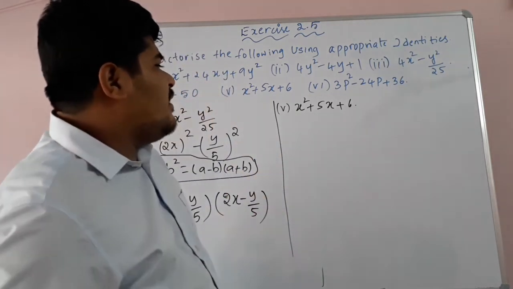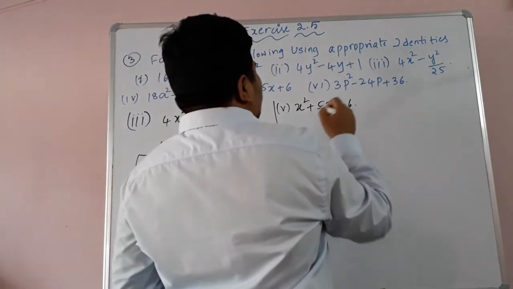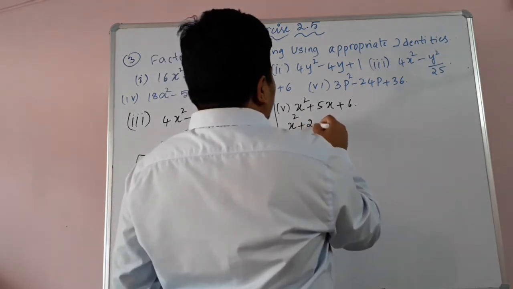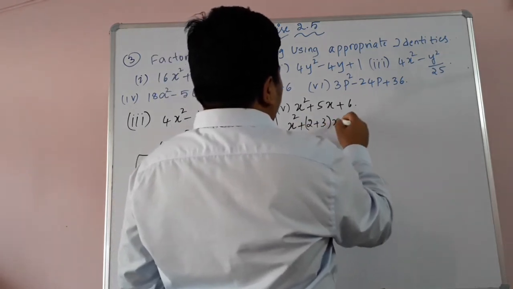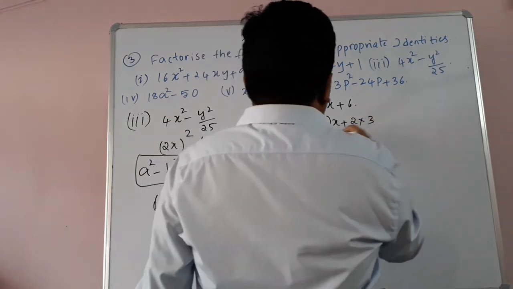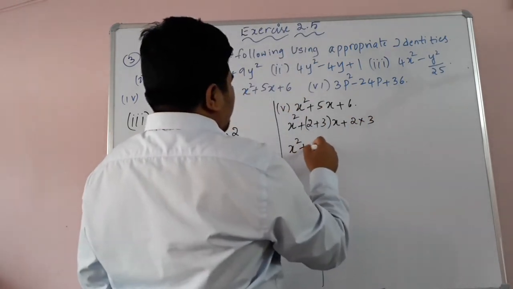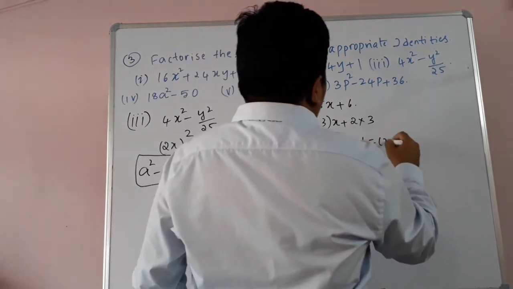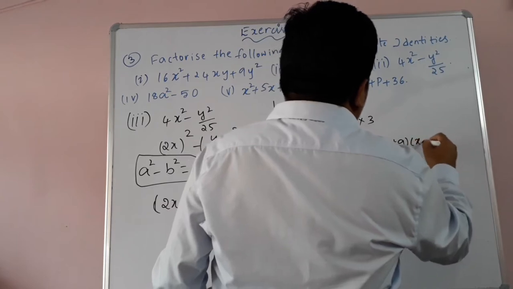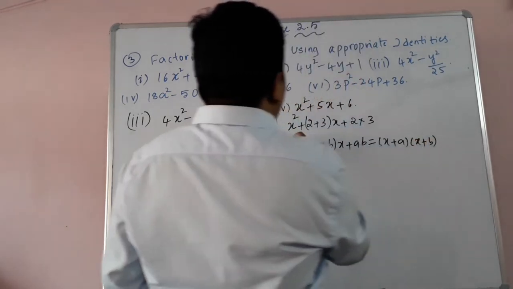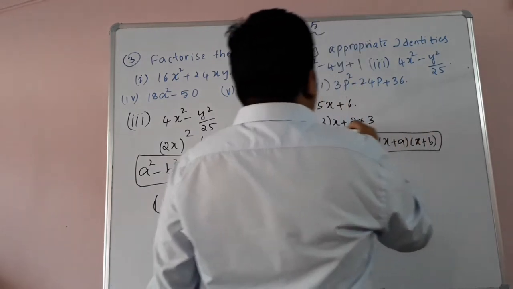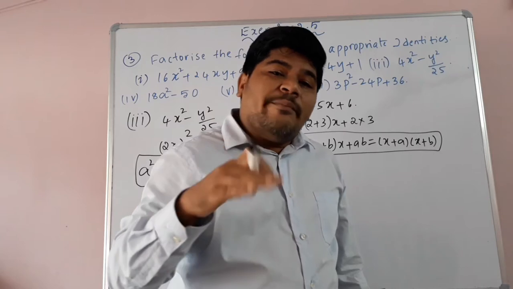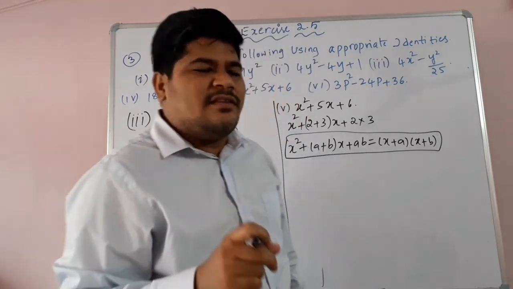Suppose if you see this, children, x square, see 2 plus 3 is 5, 2 into 3 is 6. So we can write it as x square plus (2 plus 3) into x plus 2 into 3. Okay, if the expression is in this form, x square plus (a plus b) x plus ab, that means it can be written as (x plus a) into (x plus b). Children, we have this identity: (x plus a) into (x plus b) is equal to x square plus (a plus b) into x plus ab. So that is the identity.